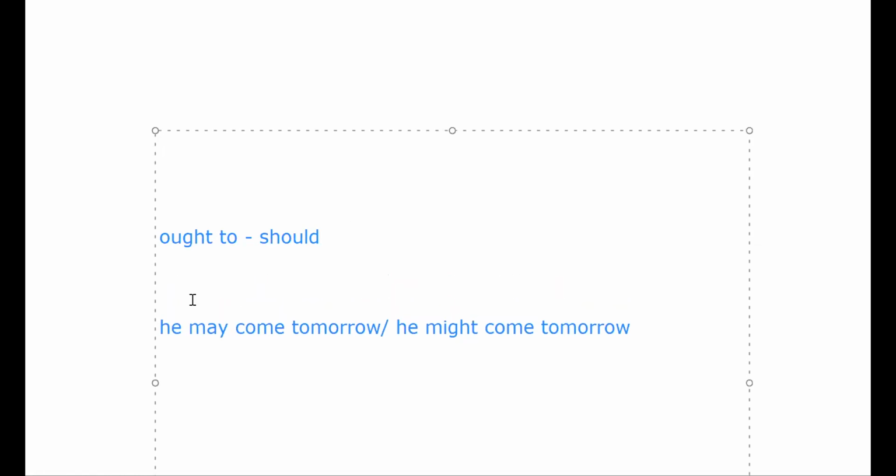Ought to. I would say it is something similar to should, expressing duties. Whenever there is a "you ought to behave" something. In modern English, we don't frequently use this one. We generally use should.